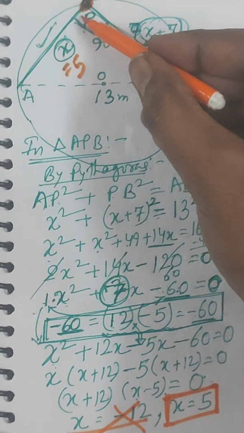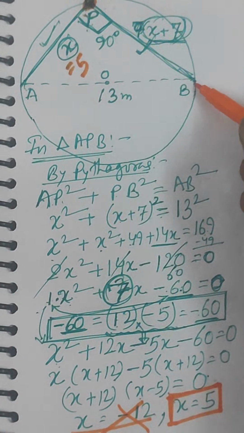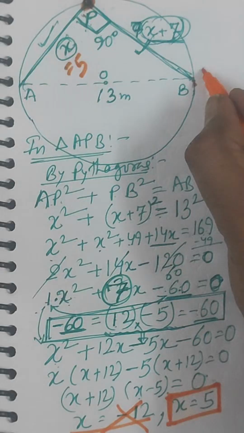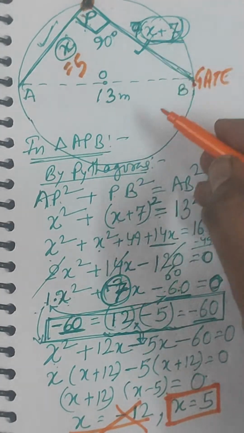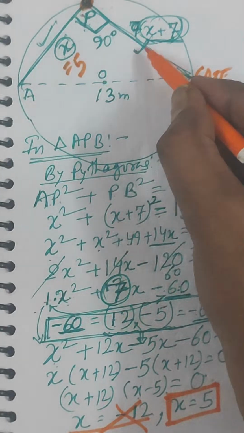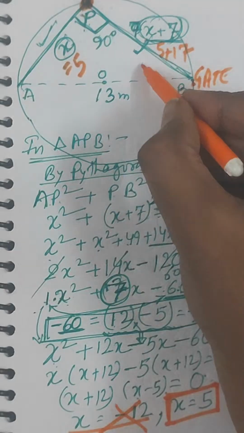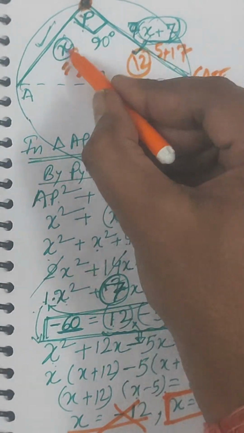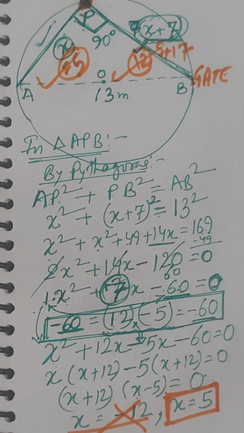If this is equal to 5 meter, what is the distance of this pole from the other gate B? These are the gates. This will be x plus 7. So if this is at a distance of 5, this will be 5 plus 7, which is equal to 12. So in this way students, we have solved this question. I hope you liked this question today. If you want, I will take you to another question.